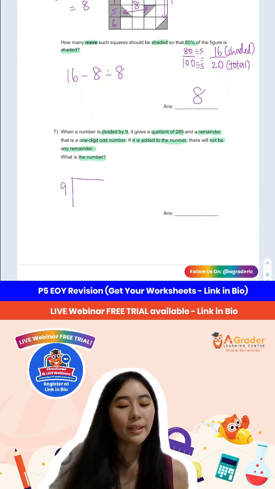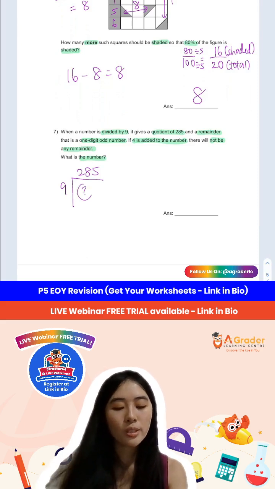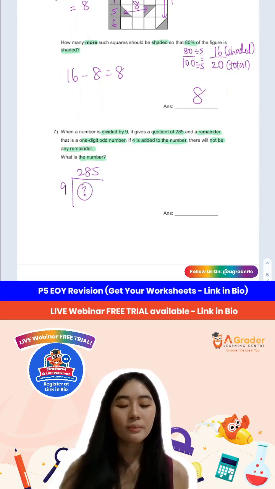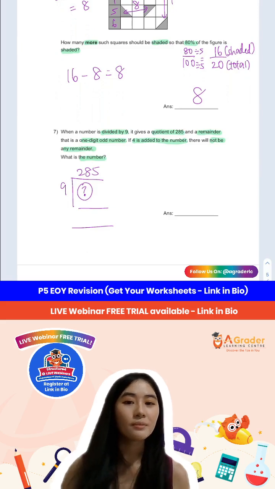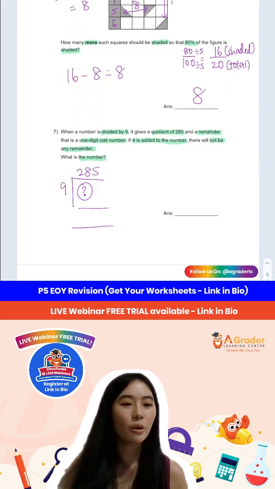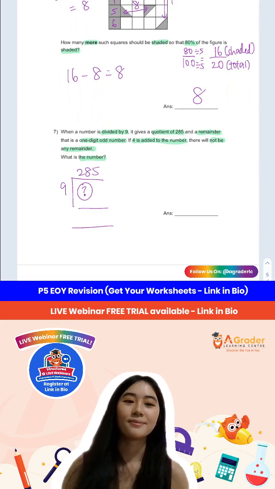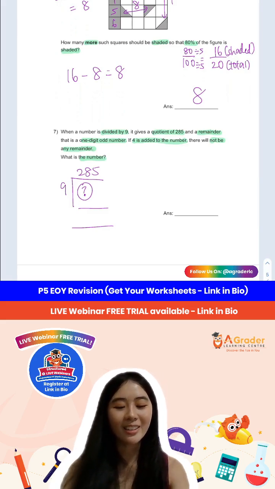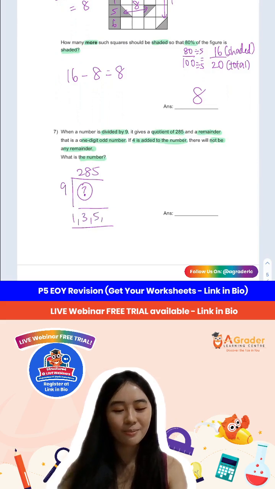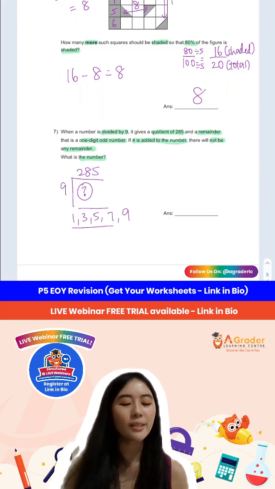So you're trying to divide by 9, right? And then your quotient 285 will be on top. You do not know this number, so you can put a question mark. You know that the remainder is a one-digit odd number. So what one-digit odd numbers are there? Let me know in the chat box. What are one-digit odd numbers? Okay, Catmew says 1, 3, 5, 7, 9. All right. So yes, Catmew, you're right. These are one-digit odd numbers.